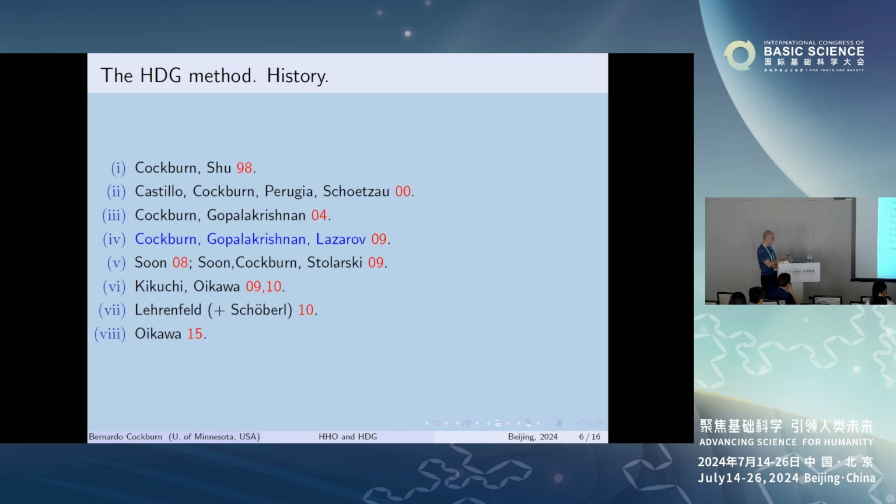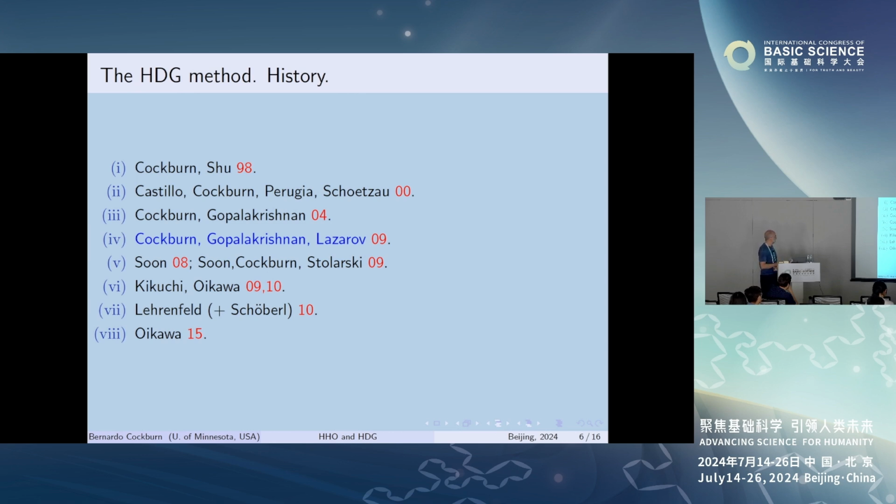So sometime not very late after that, we got together with Raytcho Lazarov, and then we extended this technique of static condensation to discontinuous Galerkin methods. And we showed that not all discontinuous Galerkin methods could be hybridized and then statically condensed, but there was a subset of them which became the hybridizable discontinuous Galerkin method. And this is the paper in which we introduced the methods, and this is an example of application to elasticity.